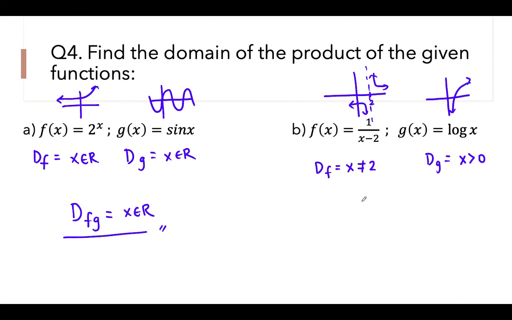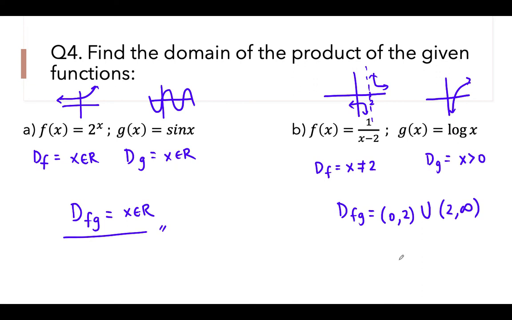So where do they overlap? Well, it looks like x can be between 0 and 2, right? So it's 0 and 2, or 2 and above, right? Because x can be any real number except for 2, but it has to be greater than 0. So in between 0 and 2, and 2 to infinity.